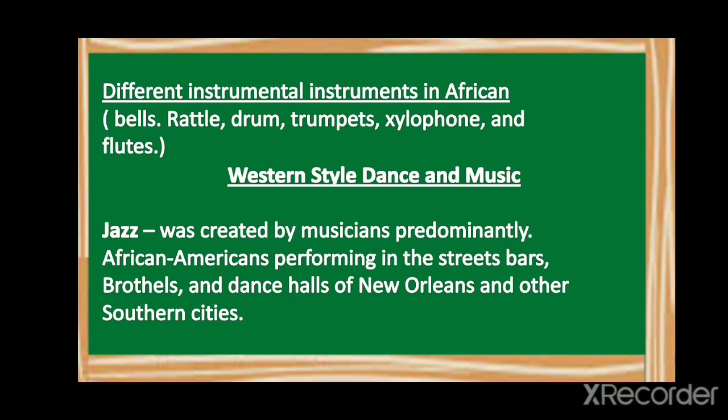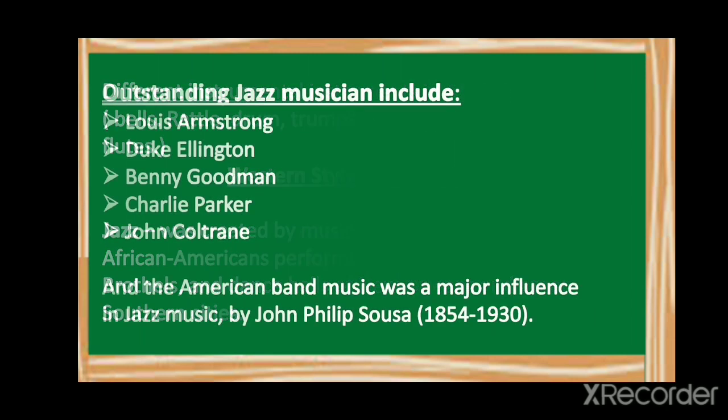Since its beginning, jazz has developed a rich variety of substyles, such as New Orleans or Dixieland, swing, bebop, cool, free jazz, and jazz rock. We have also outstanding jazz musicians, including Louis Armstrong, Duke Ellington, Benny Goodman, Charlie Parker, and John Coltrane. American band music was a major influence on jazz, particularly that by John Philip Sousa, 1854 to 1930.